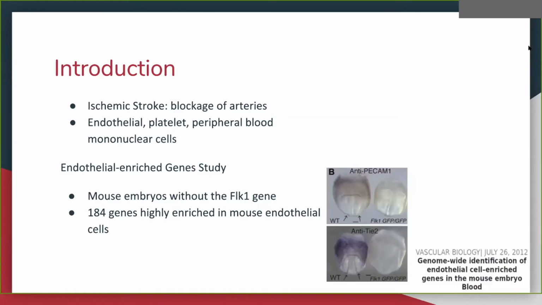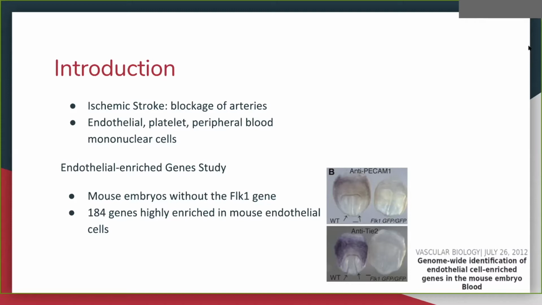So stroke is the sudden lack of blood supply to the brain, and most strokes are caused by the blockage of arteries leading to the brain, and this is called an ischemic stroke. I was first interested in looking at endothelial cells because those are the cells that line all blood vessels, including arteries. I was also interested in looking at two other cell types: platelet cells, which help form clots, and peripheral blood mononuclear cells, which are peripheral blood cells with a single round nucleus, and to see how these affect stroke and how they're affected by stroke.